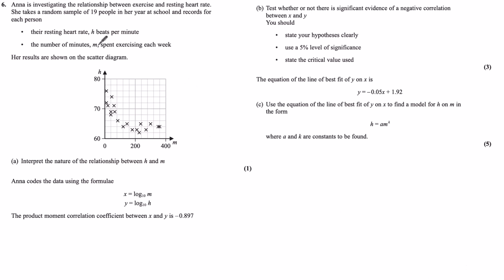Question 6. Anna is investigating the relationship between exercise and resting heart rate. She takes a random sample of 19 people in her year at school and records for each person their resting heart rate, H, beats per minute, and the number of minutes, M, spent exercising each week. Her results are shown on the scatter diagram. Interpret the nature of the relationship between H and M.